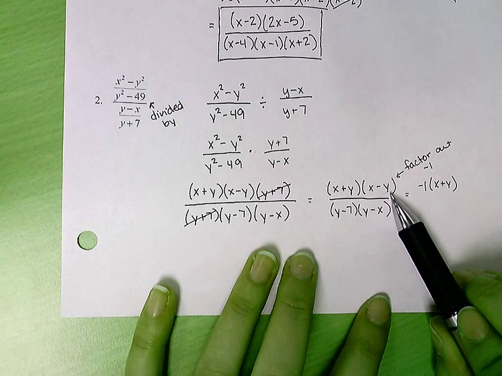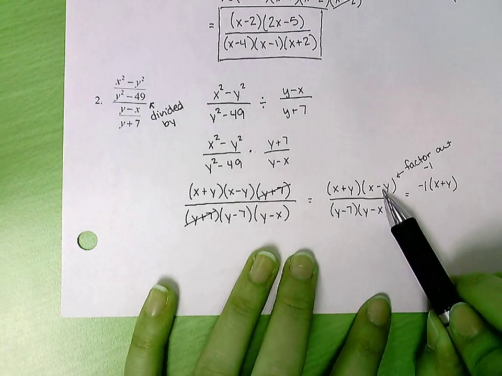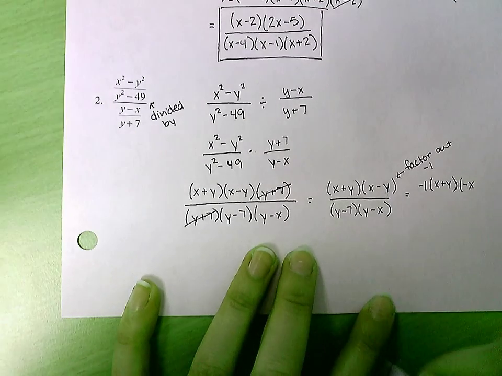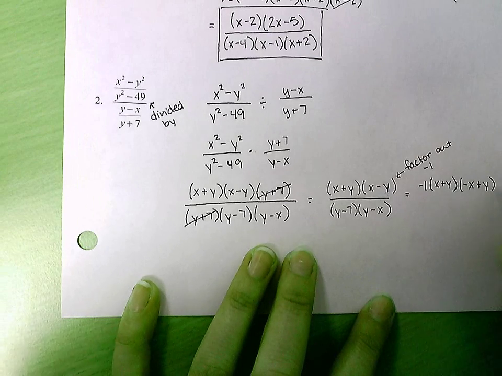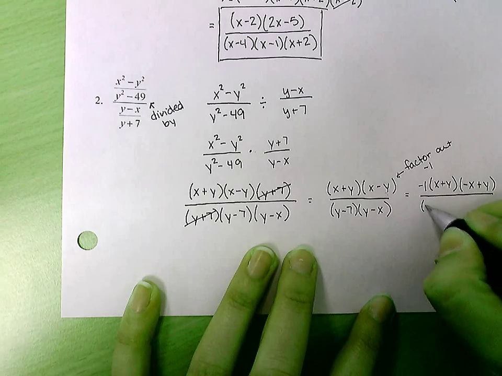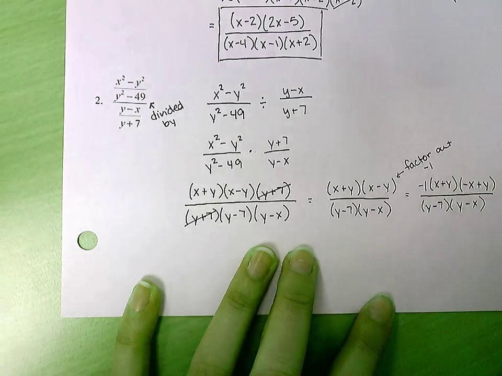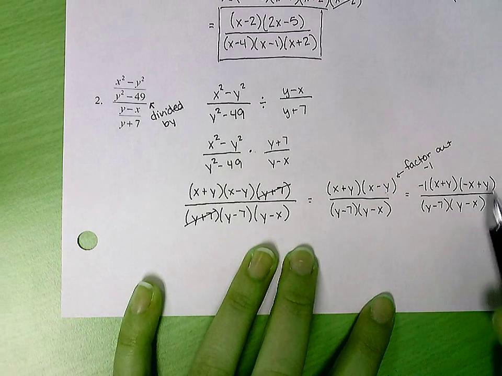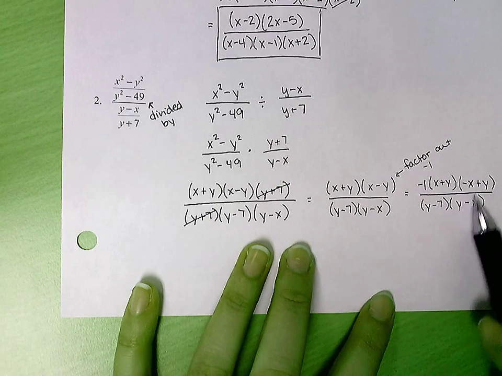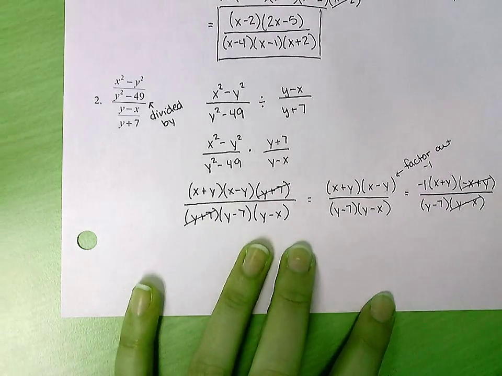You're factoring out the -1 from this one right here. That means your signs change inside those parentheses. So this is -x and plus y. Okay, that's over y minus 7 times y minus x. Now those two are the same. Both have a -x and a positive y. So we can cancel those out now.